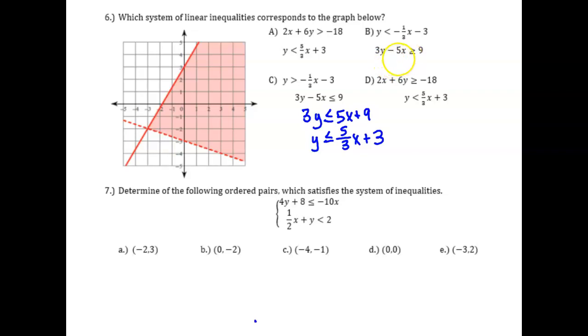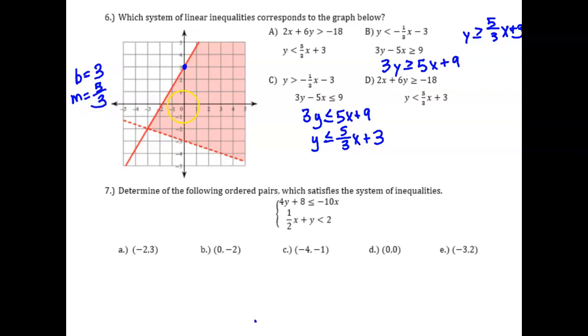And then when I do this one, I've got 3y is greater than or equal to 5x plus 9, so that when I divide by 3, I get y is greater than or equal to 5/3 x plus 3. So they're all 5/3 x plus 3, which must be this corresponding line right here, because there's your y-intercept of 3. And so your b is 3 and your slope is 5/3.